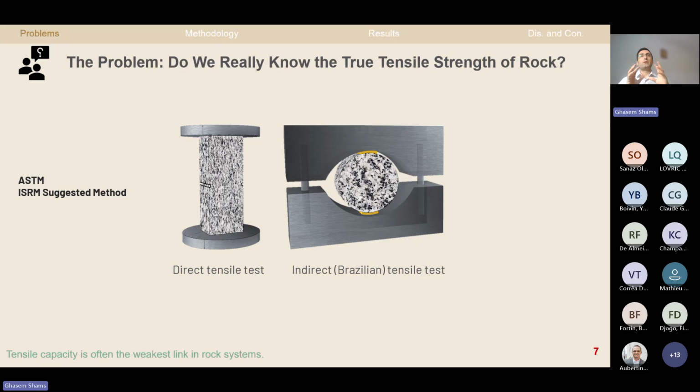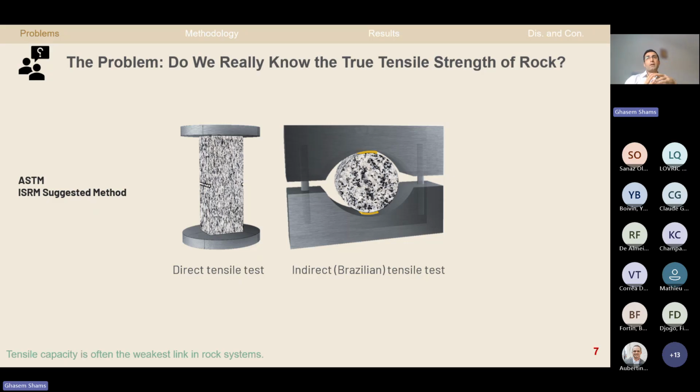These are two common tests that we do in the laboratory, and they are based on the ASTM standards and ISRM recommendations. But the first one, on the left side, the direct tensile test, is reported to give the true tensile strength of a material, but technically it is problematic and difficult to run in the laboratory.